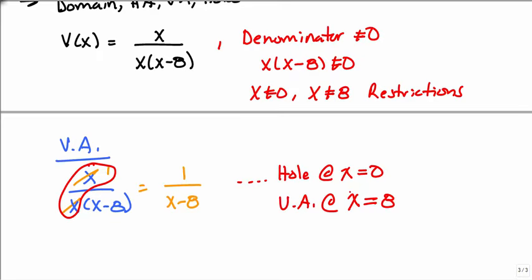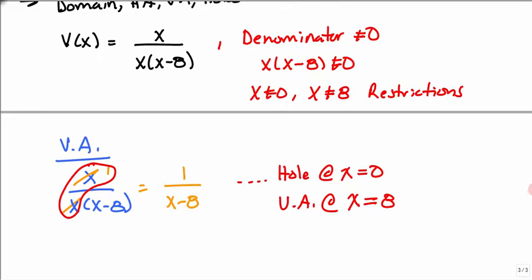So again, I have a hole in my graph at 0 because these were able to cancel, so I had to find my restrictions first. Once I find those restrictions, if any of them cancel, they produce holes in my graph, hollow points. Any restrictions that stay produce vertical asymptotes.